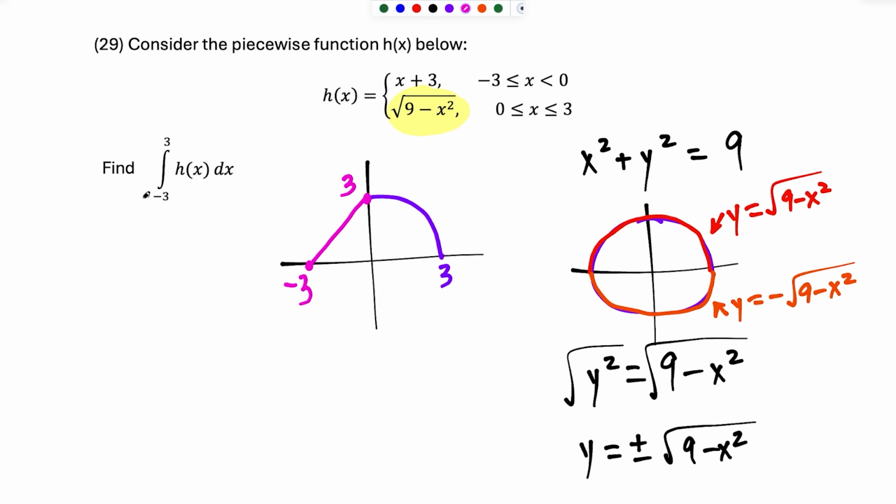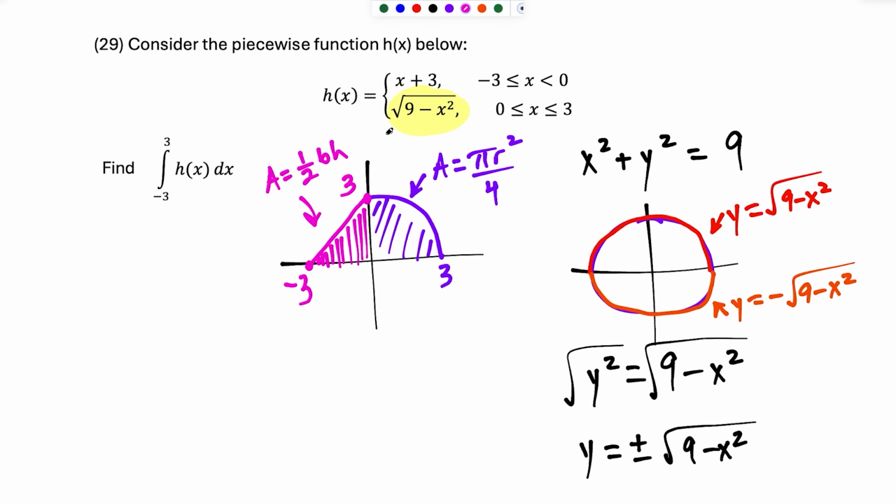And now what we're finding here is the area under the curve. So notice this area in pink is the area of a right triangle, and in purple we have the area of a quarter circle. Okay, so for this one, we'd have to know the formula for the area of a quarter circle is pi r squared divided by 4. And then for this one here in pink, I would say the area is equal to 1/2 base times height. Okay, so now we are ready to evaluate this definite integral.